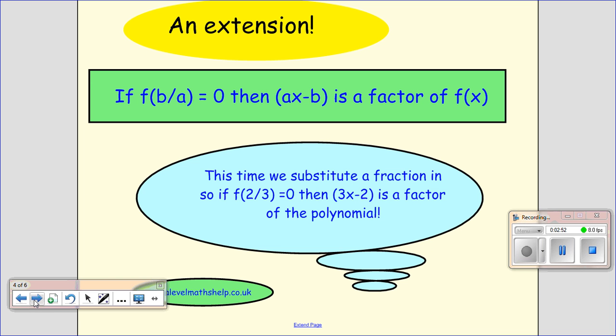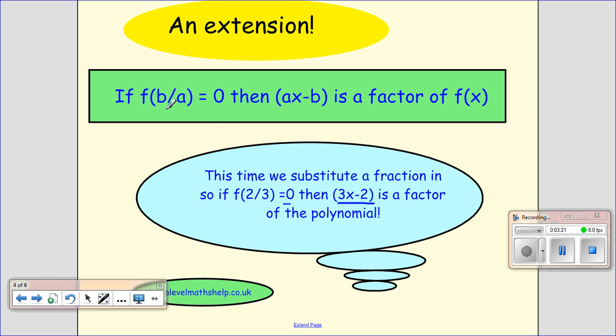Now, just an extension of that, we can use fractions, and that's fine. So this time we have f of b over a, so that's just some sort of fraction, equals 0. Then we say that ax minus b is a factor of f of x. So what does this mean? If we substituted 2/3 into our polynomial and we got 0 out, we could then say that 3x minus 2 is a factor of our polynomial.